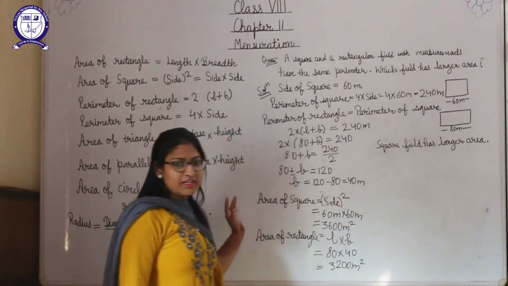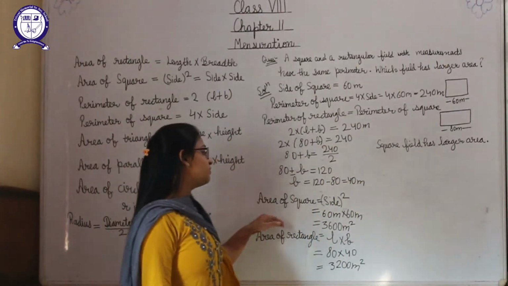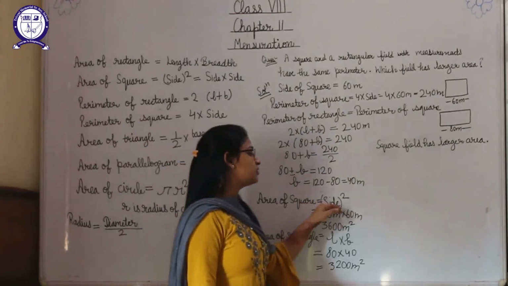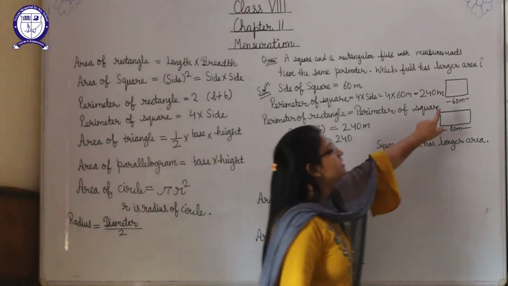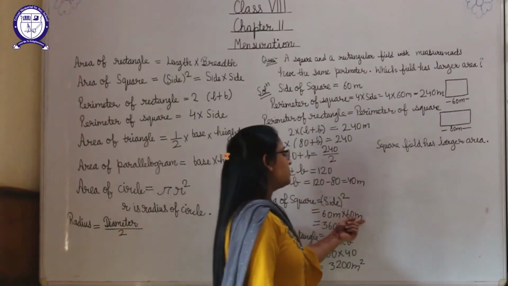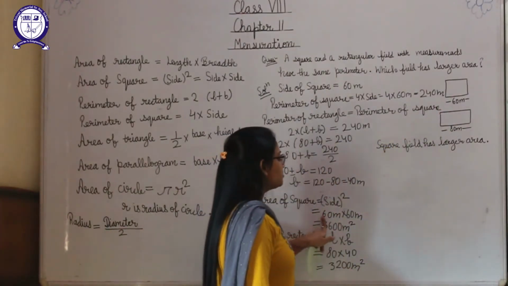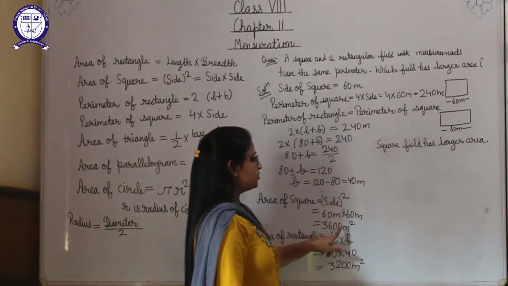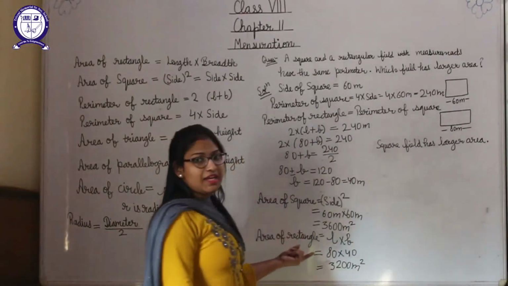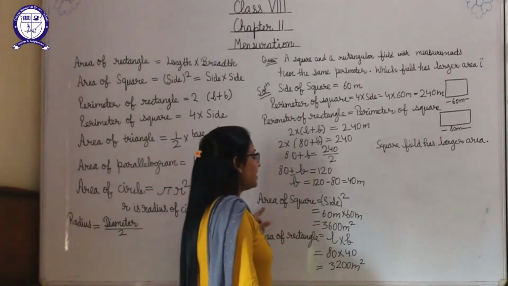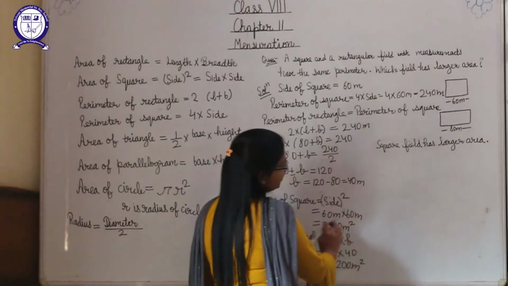Now we can easily find out the area of both the figures. First of all, area of square is equal to side multiply side, or we can say side square. It is 60 meters, so 60 multiply 60. What will be the answer, students? 6 sixes are 36 and 2 zeros will be here, so 3600 meters square will be the area. Students, for area we always put square with the unit.